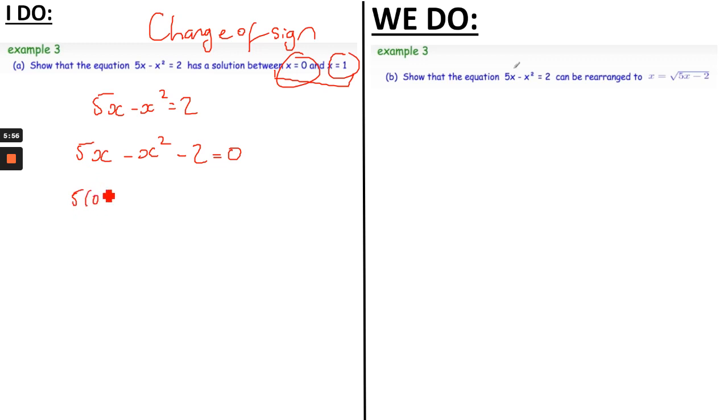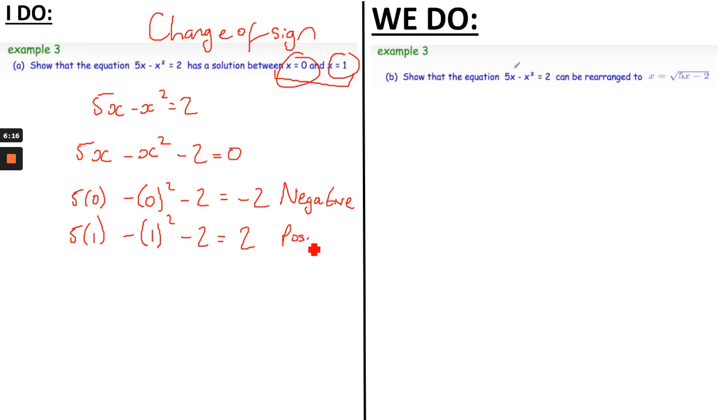So we've got 5 lots of 0 minus 0 squared subtract 2. So 0 take away 0 is nothing. That's negative 2, so that's going to be negative. And then if we put 1 into the equation, 5 lots of 1 minus 1 squared subtract 2. 5 subtract 1 is 4, subtract 2 is 2, which is positive.